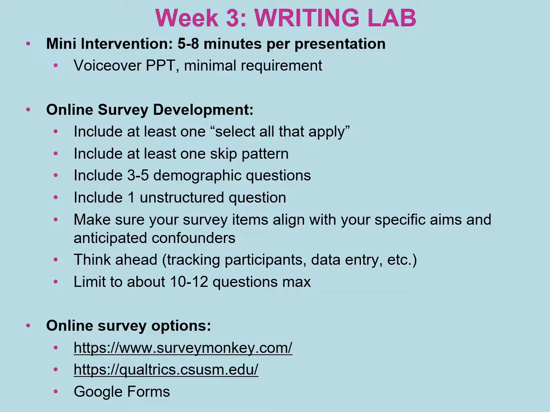And again, here's just a list of what I want to make sure you include in your online survey. It should include at least one select all that apply, a skip pattern, 3 to 5 demographics, one unstructured question. You just want to make sure that it really aligns with your specific aims. And then if you think there's any confounders, it could be age, it could be stress, it could be social support. So things that might influence your results, you might want to add those questions too. But for the general purpose, just kind of stick to the main topic of your grant and your specific aims.